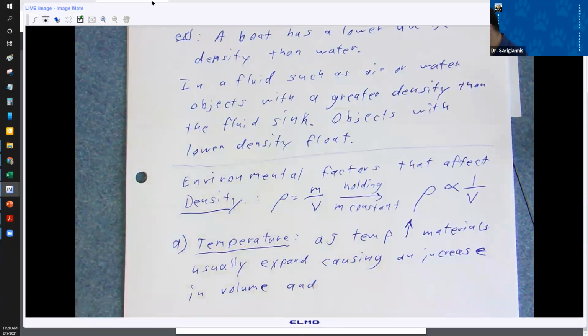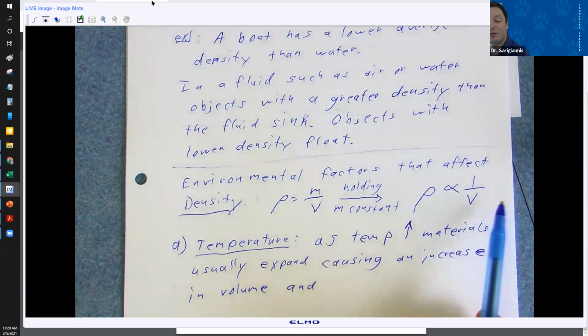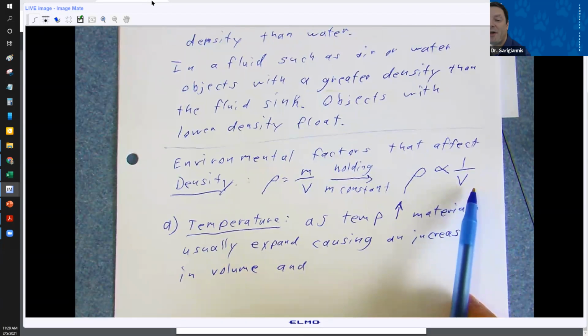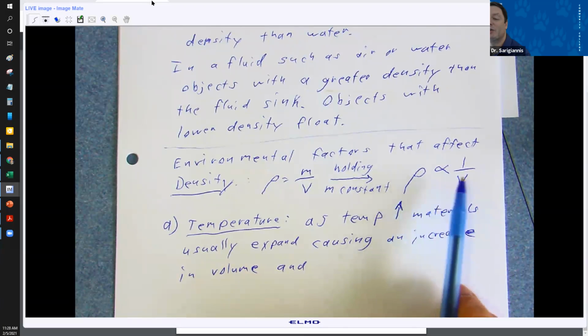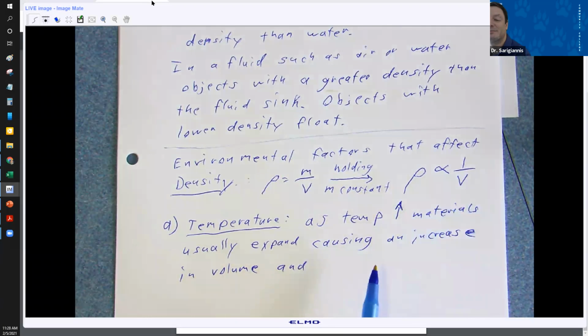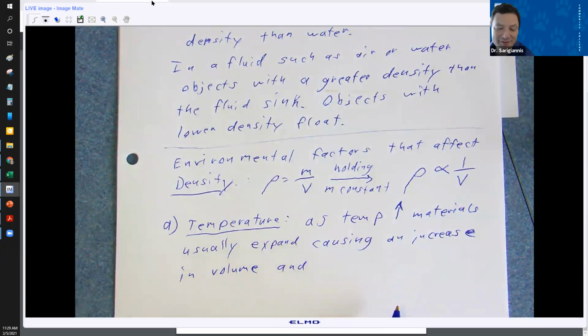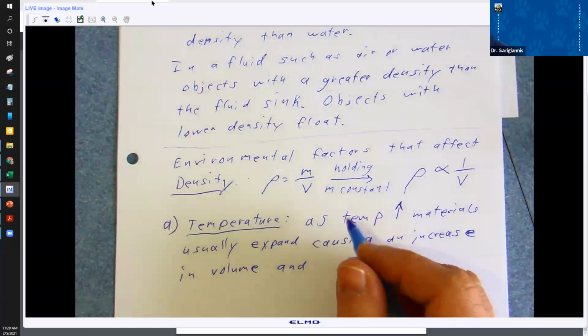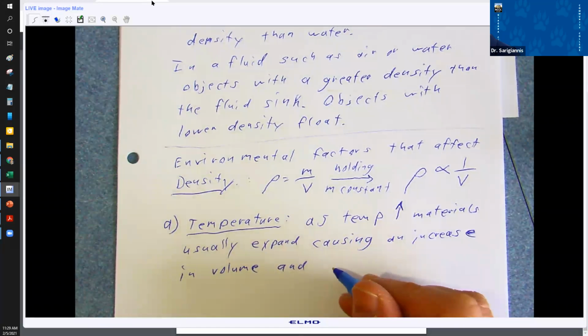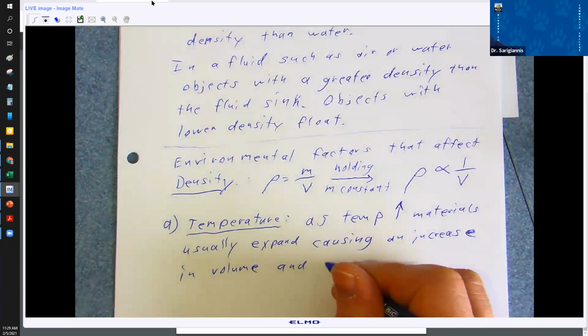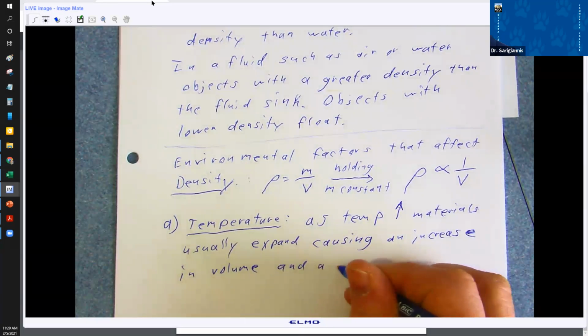And what's this going to do to density? If volume increases and density is inversely proportional to volume, what's going to happen to density? Goes up? I'm sorry, I didn't hear. Decrease. Let me turn my volume up. I thought I heard some decreases. It is decrease. An increase in volume and a decrease in density.